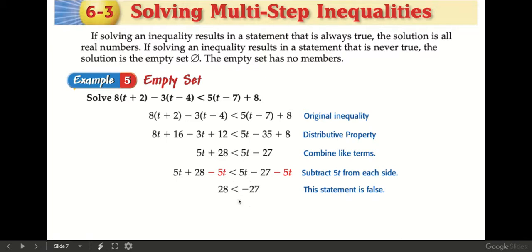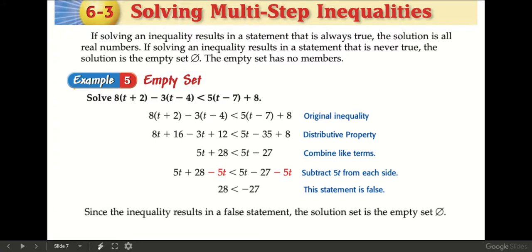So if it gives me a false statement, this is never possibly going to be true, that means there is no answer. There's no solution. The solution is empty because there's no numbers that will ever work. So since the inequality results in a false statement, the solution set is empty. So this little symbol, that's what that means.